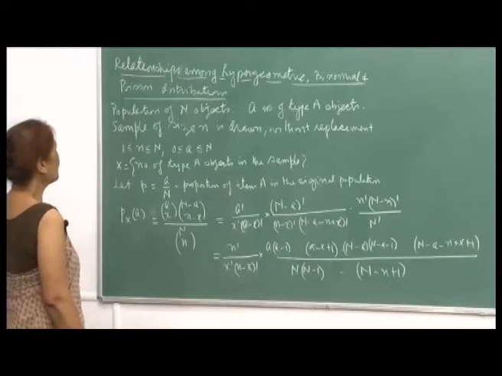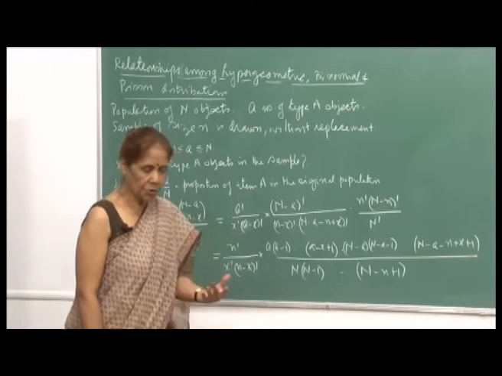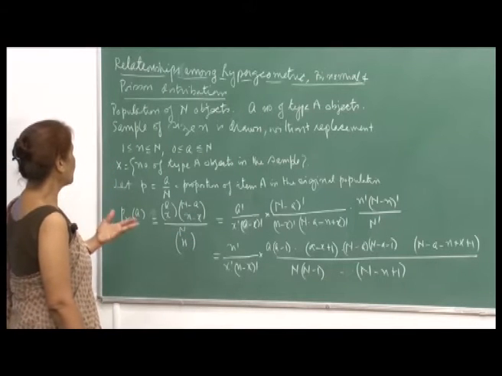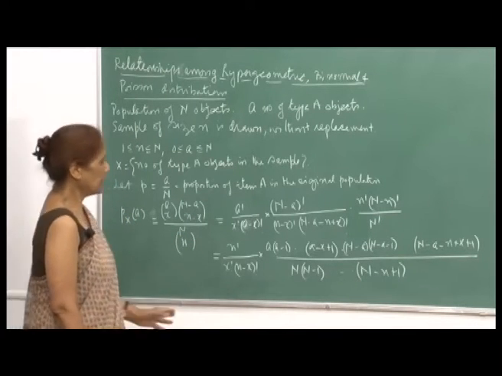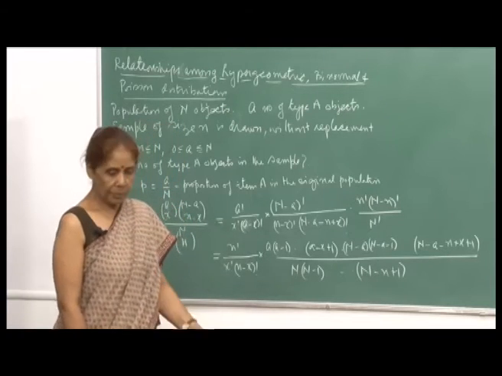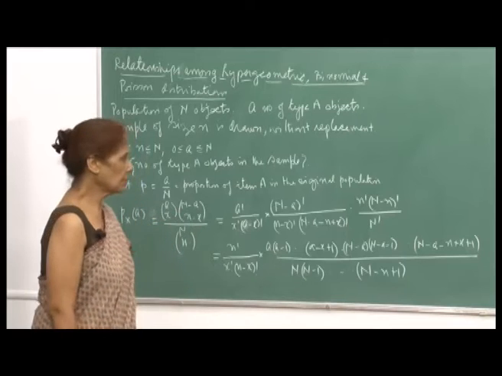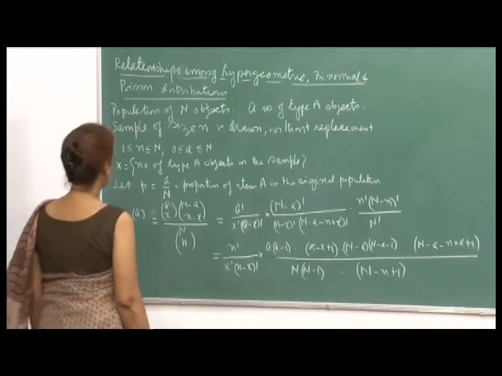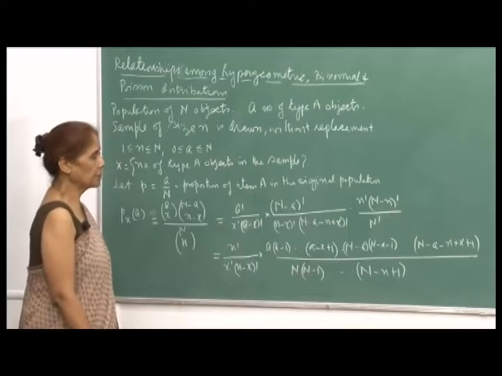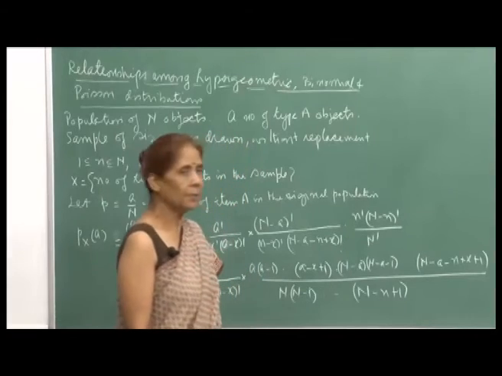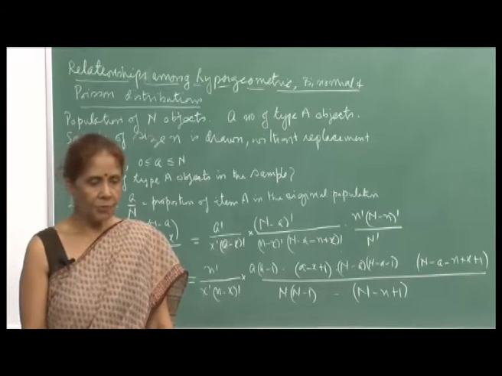Now, relationships among hypergeometric, binomial and Poisson distributions. I have already shown you how binomial will approximate to Poisson when n, the number of trials, is large and your np converges to a moderately small number. So, now let me show you the interconnection between all these three, in fact four, discrete random variables that we have discussed so far.